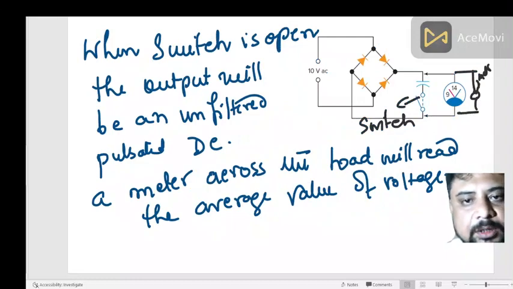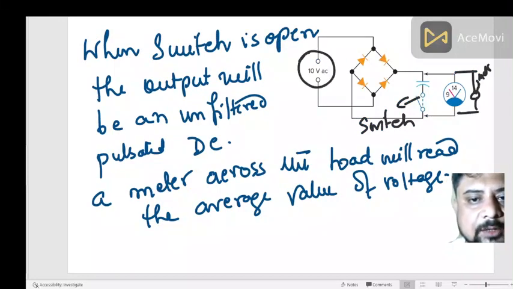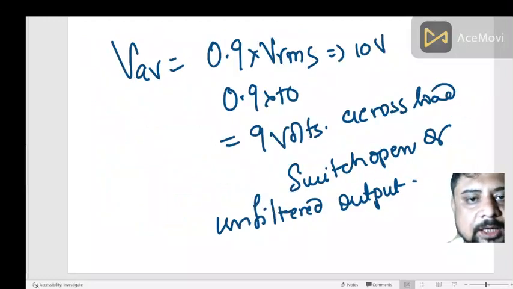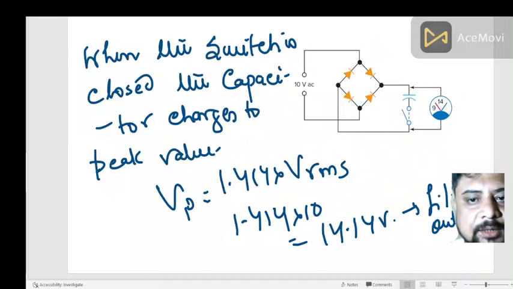This is a concept explained in the chapter on alternating currents, and if you still have queries on this section, you can comment. This is the RMS value, root mean square value, of the AC supply, and we multiply it by 0.9 and we get 9 volts. So this is the switch open, or unfiltered output. This is the unfiltered DC.